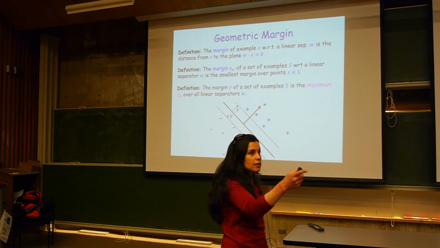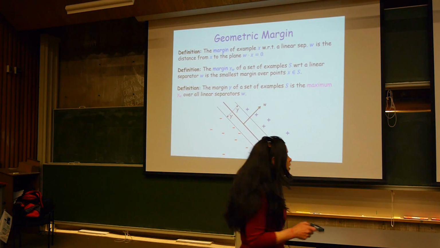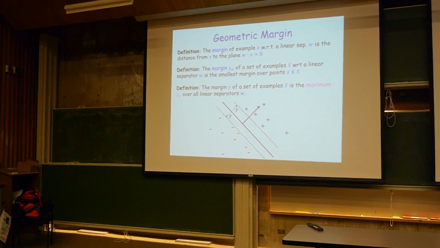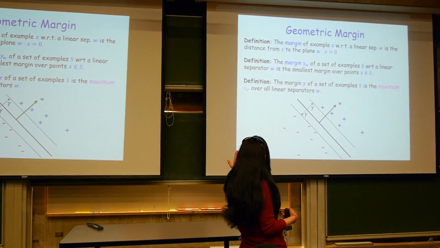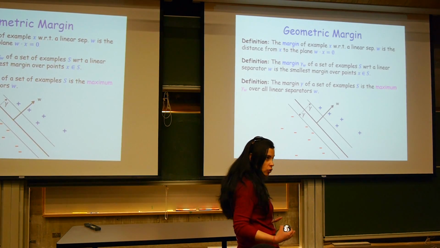Okay, now as your colleague said, and your name is? Peter. Yeah, as Peter said, right? So I just defined the margin of an example X with respect to a separator, but now if I have a set S of examples, the margin of the set S with respect to a separator is simply the smallest margin of an example X with respect to that separator.